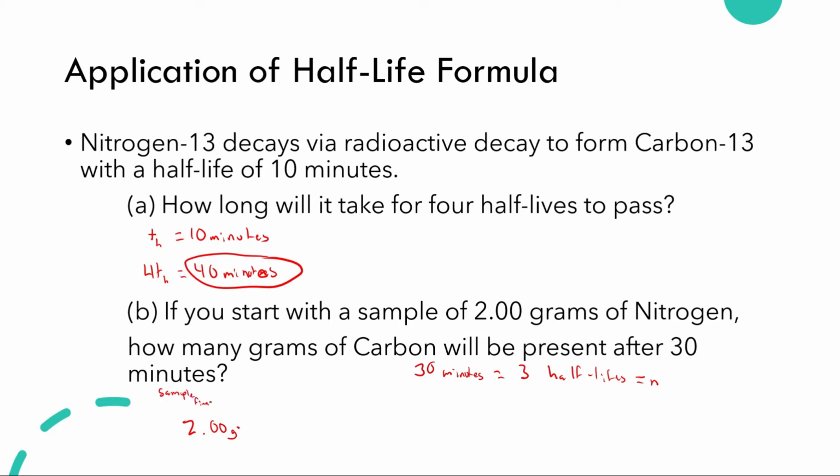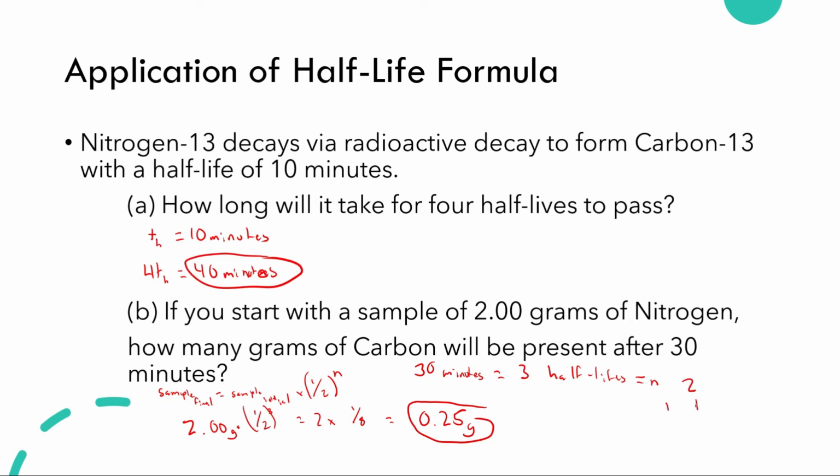Sample final equals sample initial times 1/2 to the n. So in this case, we've got our final equals 2 grams, which is our initial sample, times 1/2 to the third, which equals 2 times 1/8, which equals 0.25 grams.